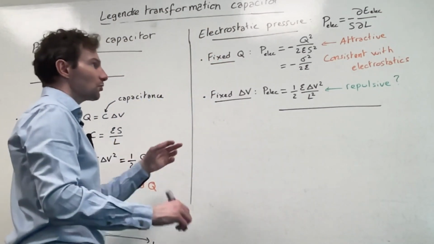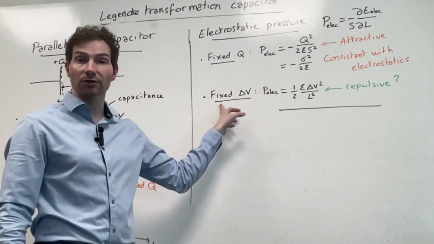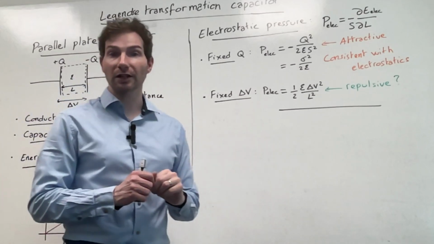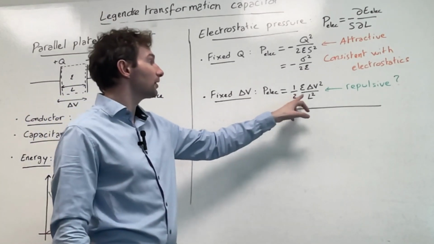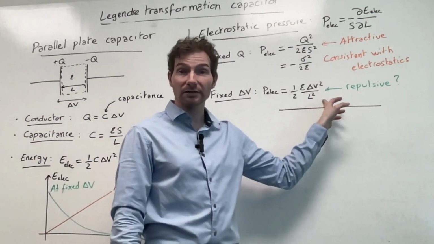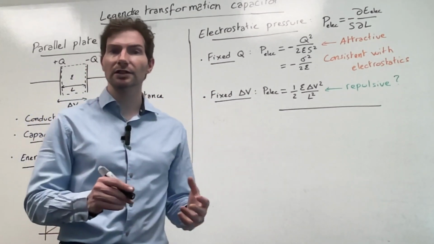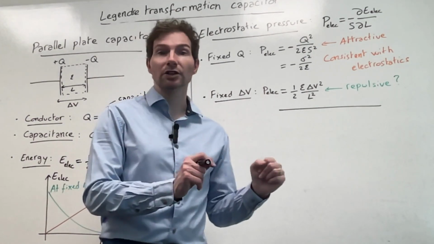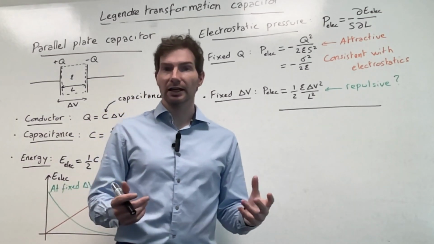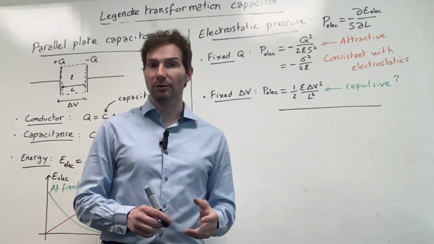So this one seems to be fine. But now if we instead look at the case of a fixed voltage difference between the plates, and look at the pressure that we would get from this, we get half epsilon delta V squared over L squared. This is positive, which means that there is a repulsion between the plates. That doesn't seem to be consistent with the physics we see here. So did we miss something? The answer is yes, and we are going to solve that by using a Legendre transformation.